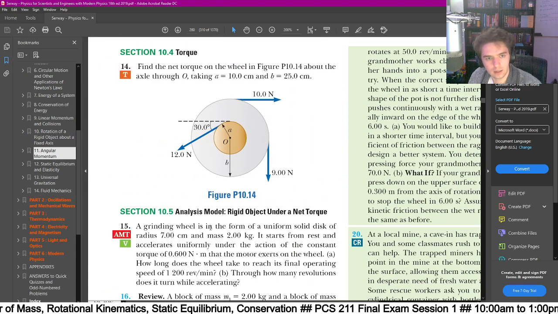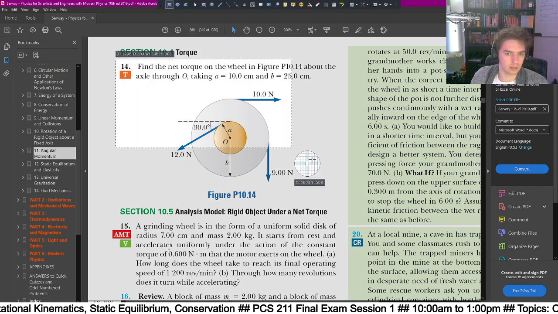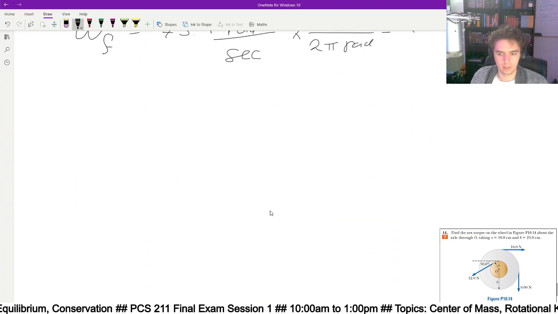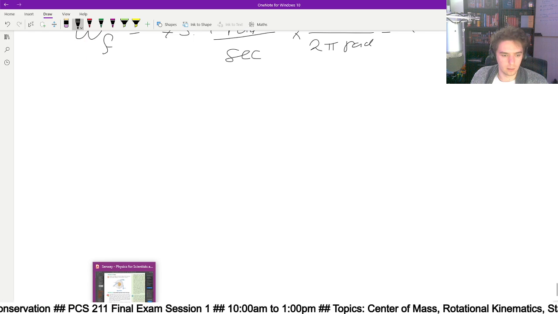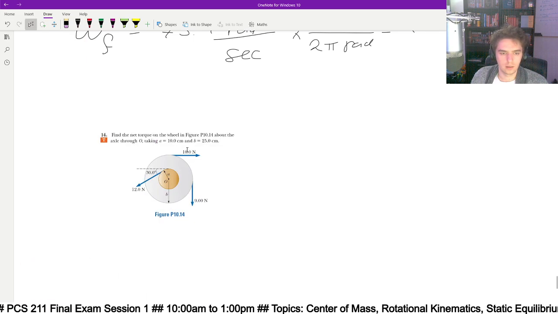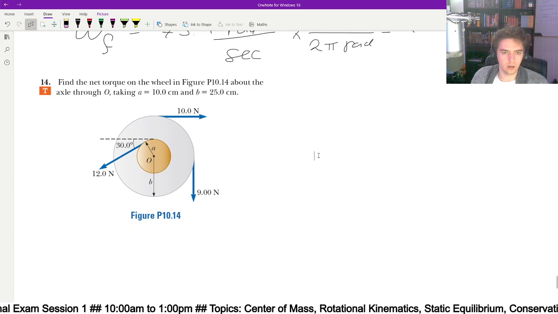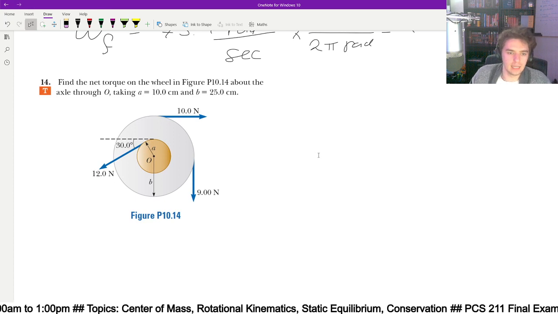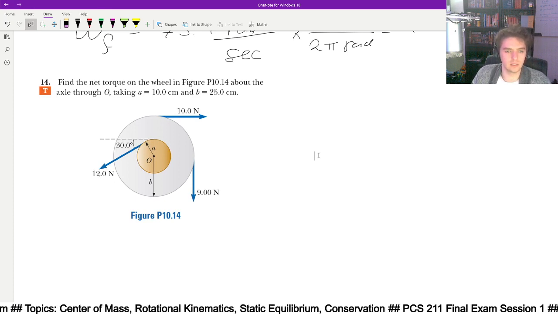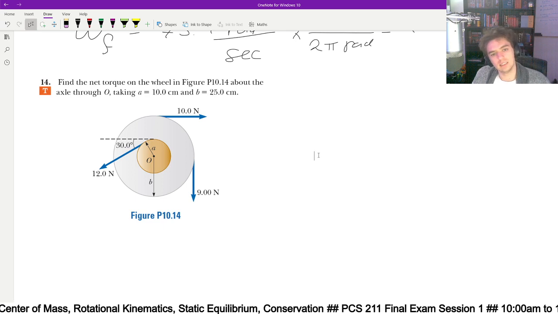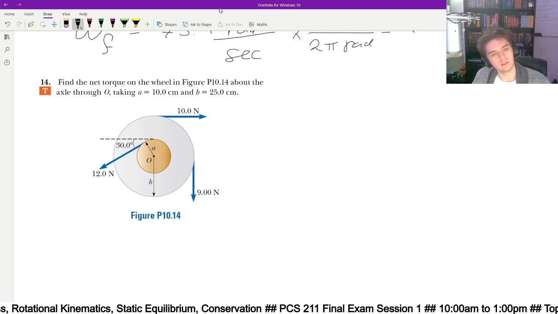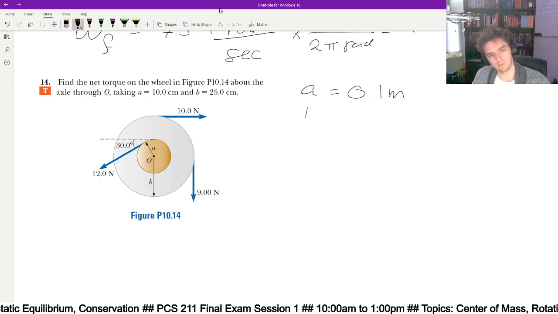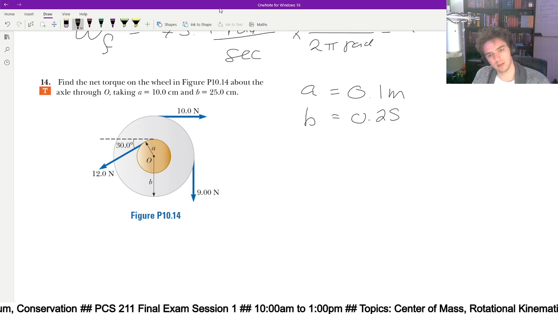There we go. So this is about torque now, I guess, even though we're not in the torque section, but that's okay. Find the net torque on the wheel in this figure about the axle through O. Taking A equals, where's A? Oh, A is the radius of the inner circle, 10 centimeters. B is 25 centimeters. So first of all, I'll just replace A equals 0.1 meters, B equals 0.25 meters.